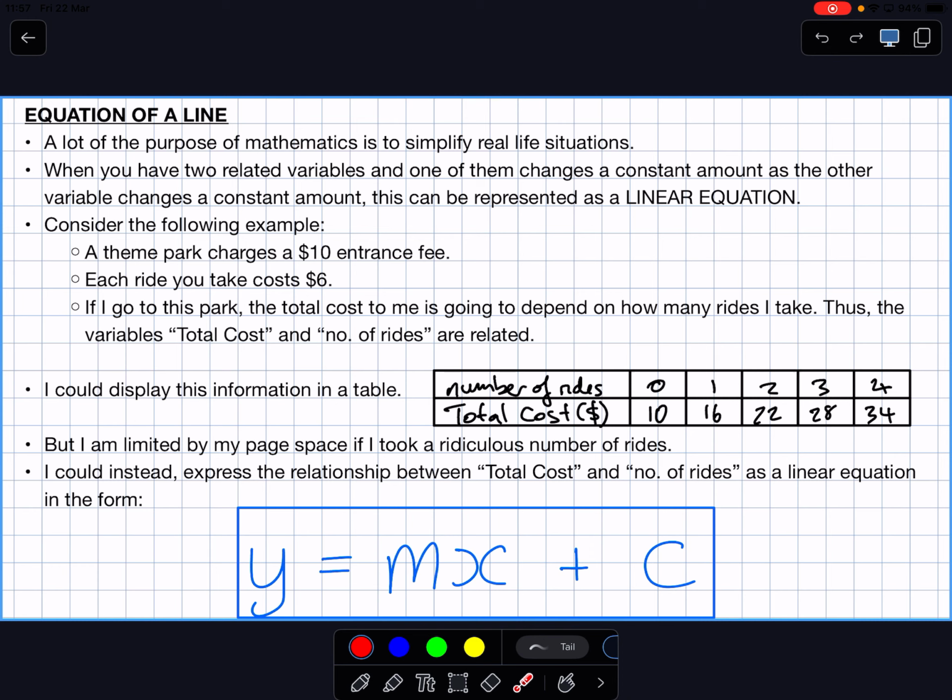When you have two related variables and one of them changes a consistent amount while the other variable also changes a consistent amount, I can represent that with an equation. Let's think of the following example.